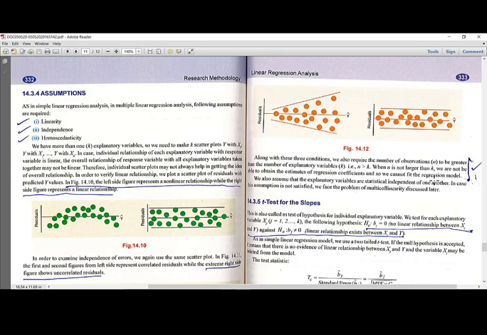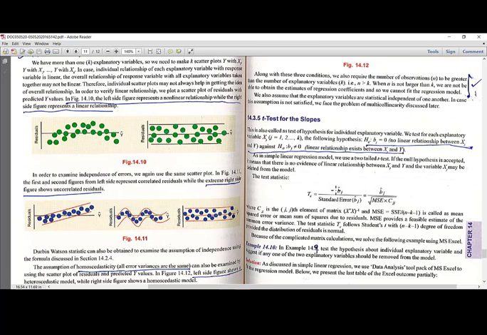Now, just like the t-test we used for the slope in the case of simple linear regression models, we now discuss t-tests for the slopes here also. Here, we test for each explanatory variable xj the null hypothesis: βj equals 0, that is, no linear relationship between xj and y. And the alternative hypothesis: βj not equal to 0, that is, a linear relationship exists between xj and y.